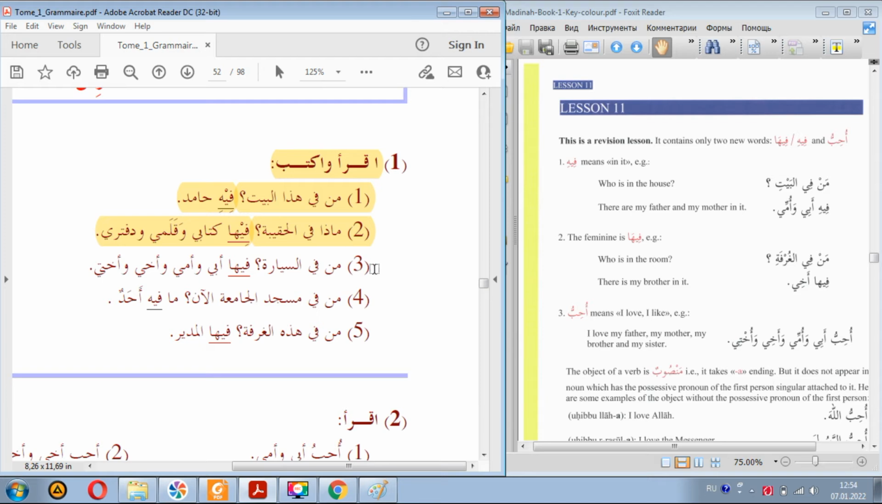من في السيارة. Who is in the car? فيها. Why is it ha? Because سيارة is feminine and it refers to سيارة, and therefore it has ha as the ending. فيها أبي وأمي وأخي وأختي. There are my father, my mother, my sister, and my brother in it.